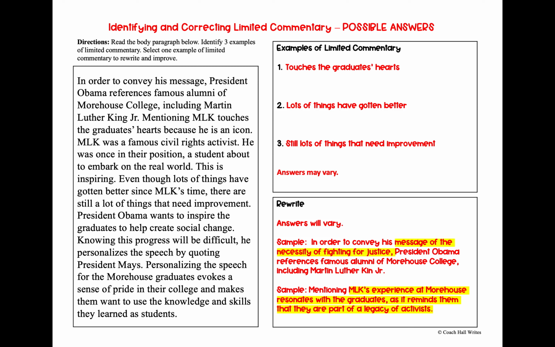Now, for the second example, I used one of the examples of limited commentary that I had above. So this one is a rewrite of the phrase touches the graduates' hearts. That phrase is not only overused, but it's also very imprecise. So here's one possible way to rewrite that sentence to better convey the intended commentary. Mentioning MLK's experience at Morehouse resonates with the graduates, as it reminds them that they are part of a legacy of activists. So to get to that second sentence there, I had to ask myself, what do I really mean by touches the graduates' hearts? What's really happening? So what are they actually thinking about or experiencing when we say touches the graduates' hearts? And also, why does it touch their hearts?